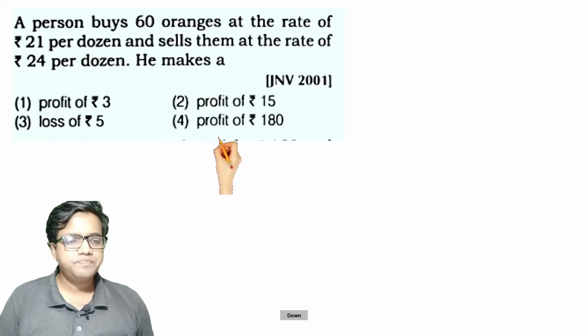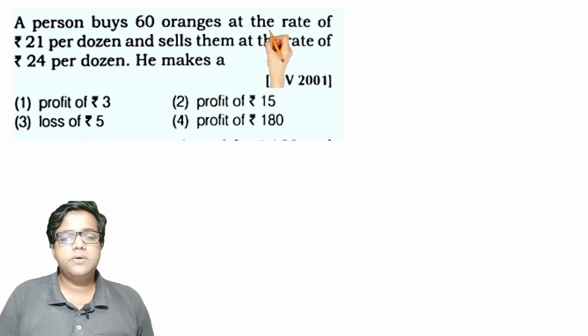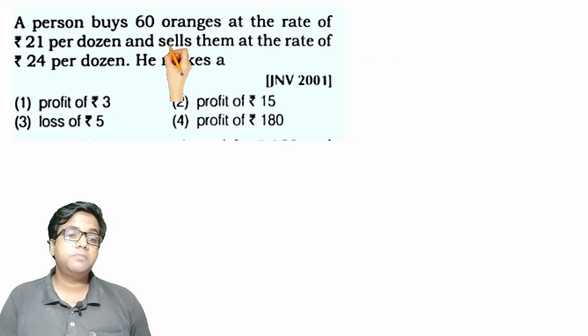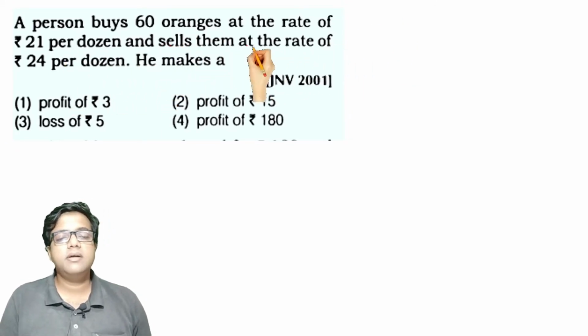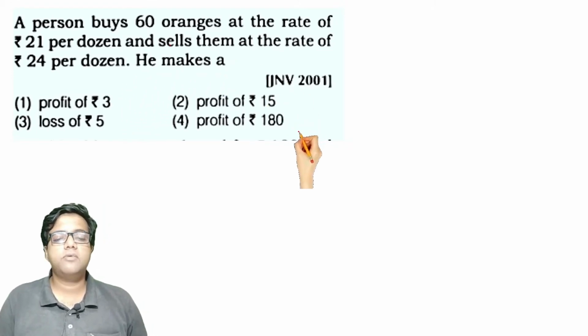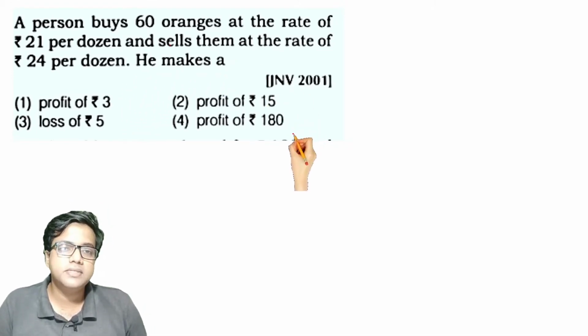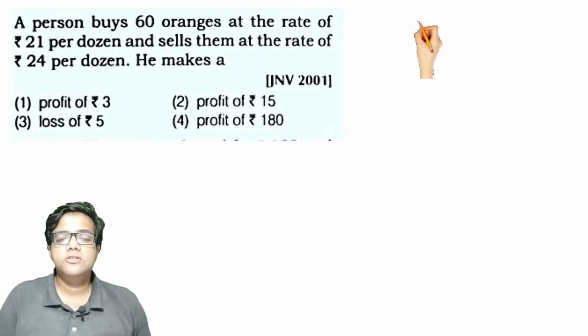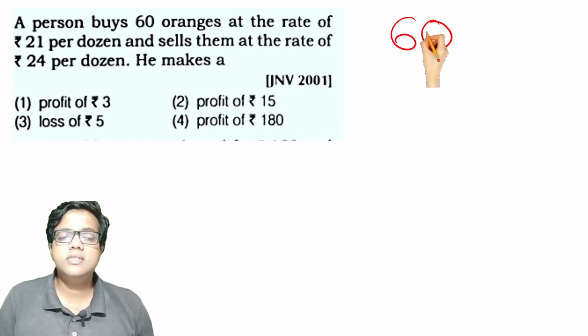Let's move ahead. A person buys 60 oranges at the rate of 21 rupees per dozen and sells them at the rate of 24 rupees per dozen. He makes a profit of how many rupees? Okay. So first of all, understand, he bought 60 oranges.